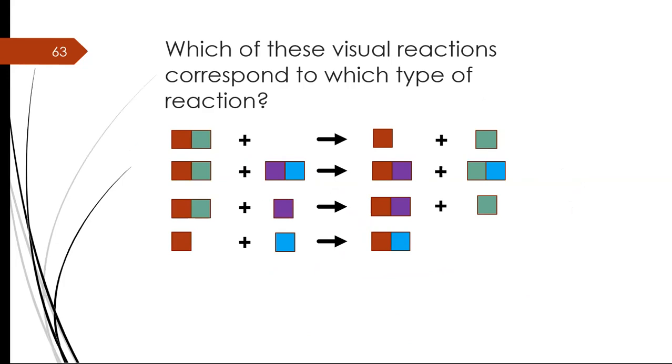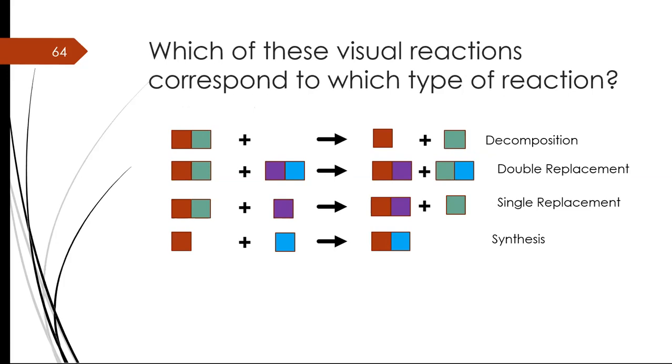So this diagram is supposed to be a visual example of each of those four. So we have our decomposition, our synthesis, our single replacement, and our double replacement. So you want to go through and try to identify which one corresponds with which. And we should have these identified like such. Now your book also takes your synthesis and sometimes calls it a combination reaction. Those mean the same thing, they're just two different terms.